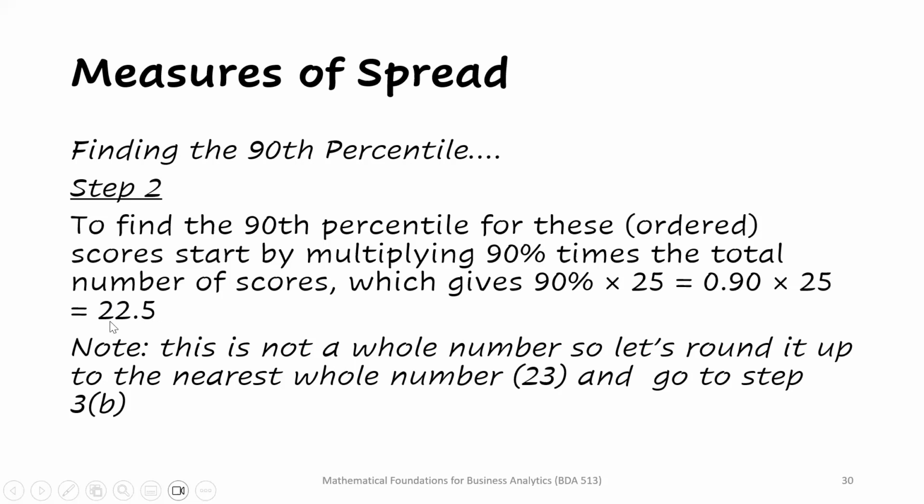Remember, even if it is 22.1, since it's not a whole number, round it up to 23. It's not only when it is more than 0.5. So long as it is not a whole number, just round it up to the nearest whole number. So that would be 23. So we go to step 3b.